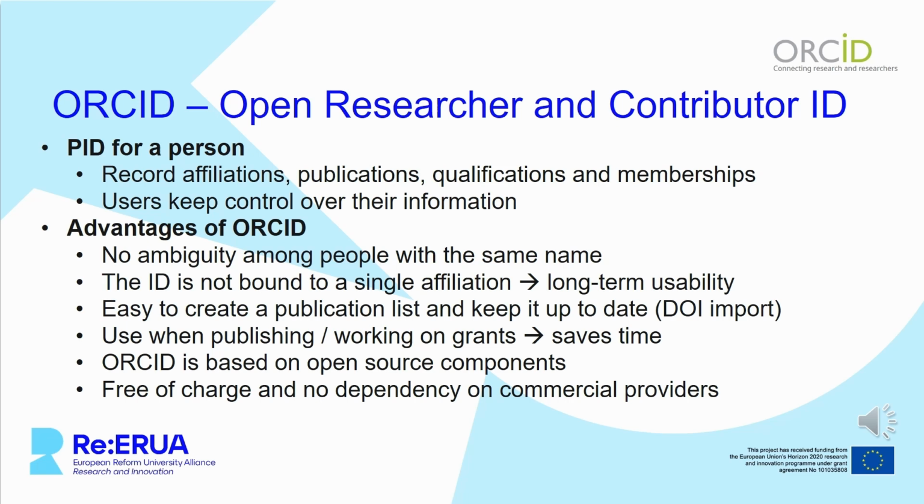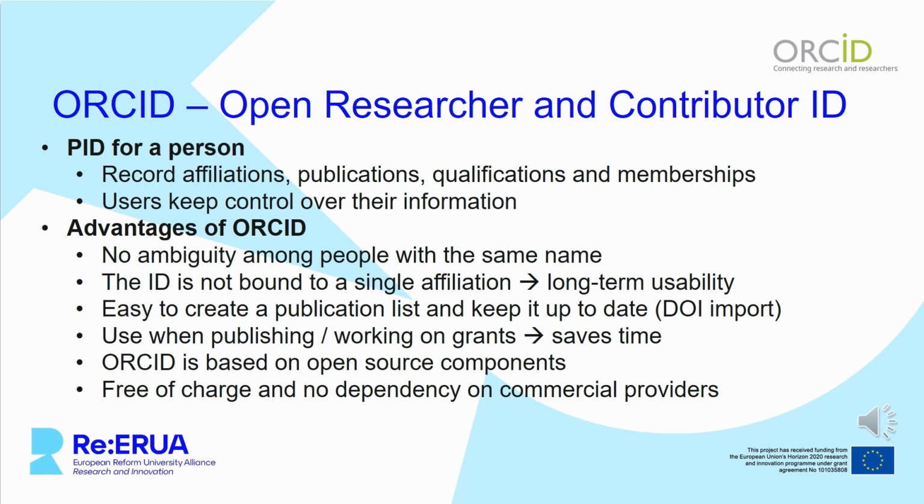In comparison to DOIs, ORCIDs are only assigned to people. Every researcher, scientist, or person related to science can register an ORCID to record their affiliations, publications, qualifications, memberships, and more, while also keeping control over their information. For every record in an ORCID profile, the user can decide who can see the information and what they can do with it.